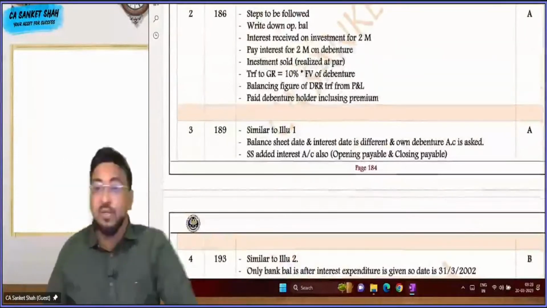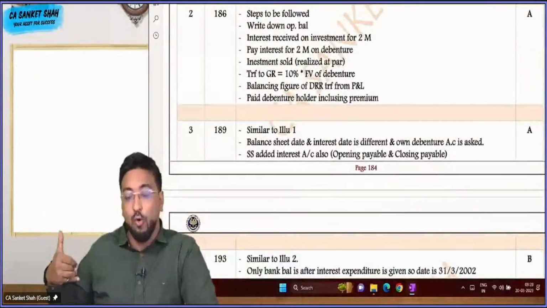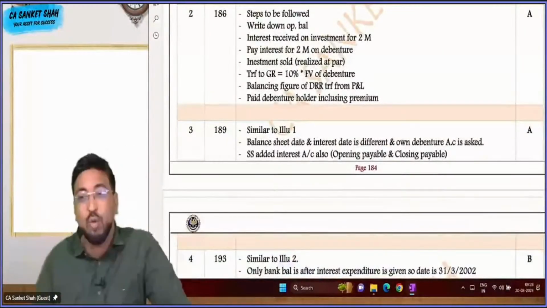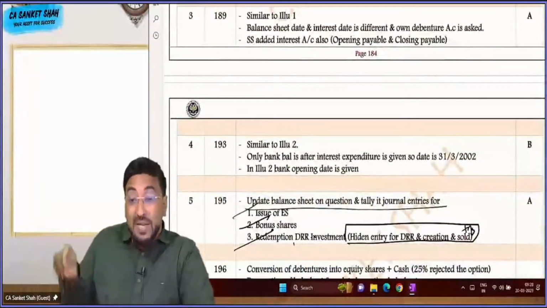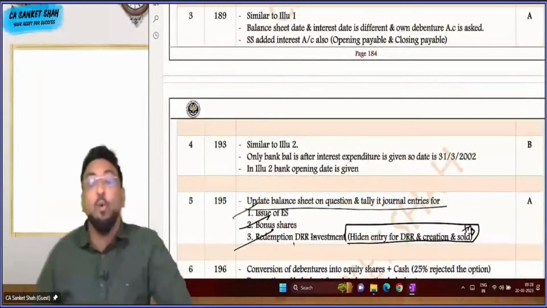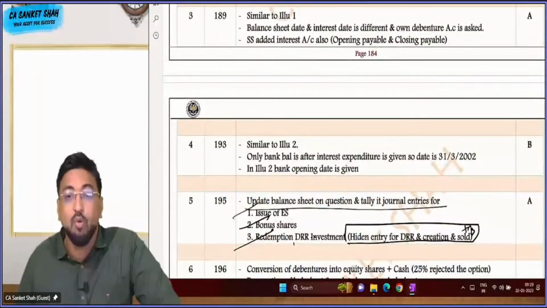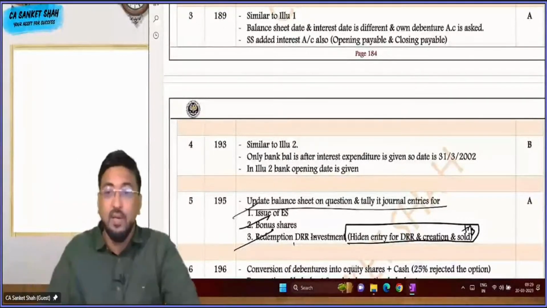Now the second question: all steps you have to follow. Write opening balances, so you have to solve this. Question number 3 is similar to illustration number 1, but the question itself asks that own debentures account is open. So you have to open the own debentures account with face value, interest and these columns. So similar to illustration number 1.